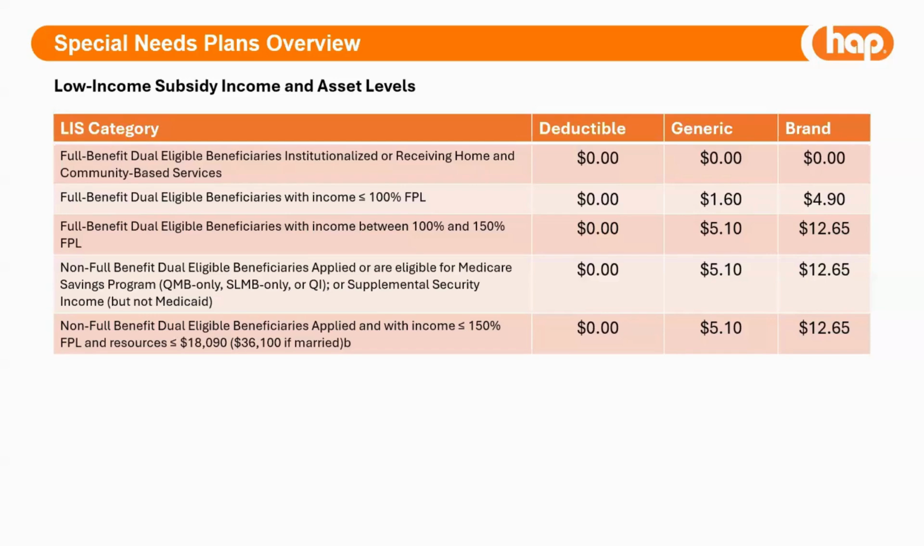Now, for 2026 to 2027, it will change. LIS level 3 will still have 0 across the board. LIS 2 will be $1.65 and $5. And LIS level 1 will be $5.80 and $14.40. QMB, SLMB, and QIs will be $5.80 and $14.40, meaning they're LIS level 1. And then the Part D deductible, which is important. Right now, it's at $615. It will go up to $700. And the maximum out of pocket right now on Part D is $2,100. That will go up to $2,400 for 2026 to 2027.